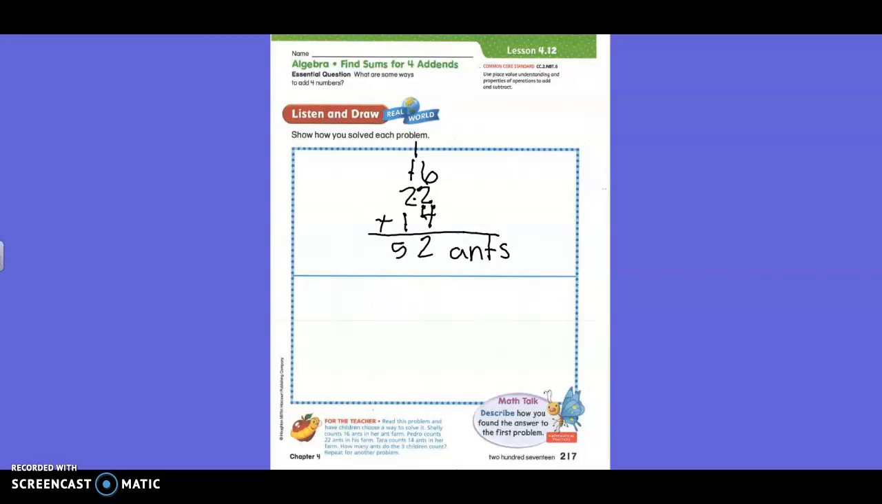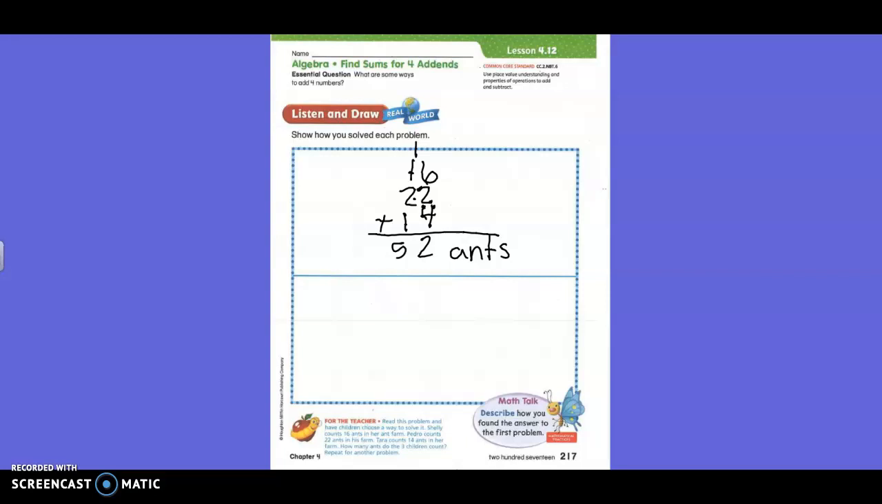Alright, ready for your next one? Yes. Jaden had 43 basketball stickers, and 25 football stickers. He bought 23 more football stickers. How many stickers does he have now?